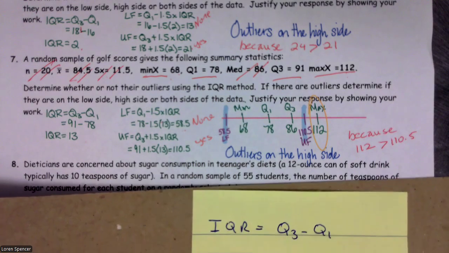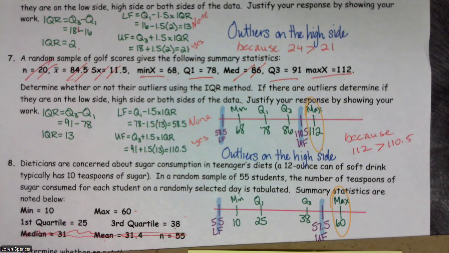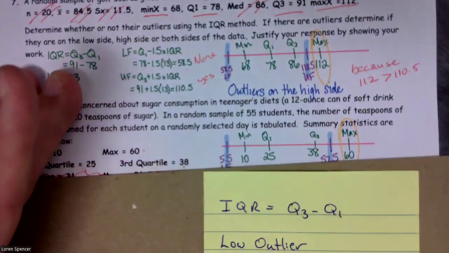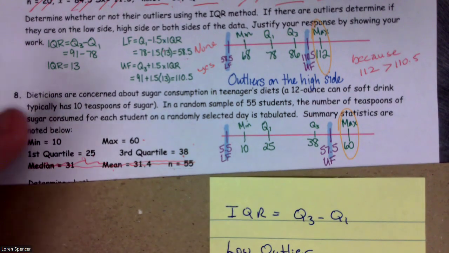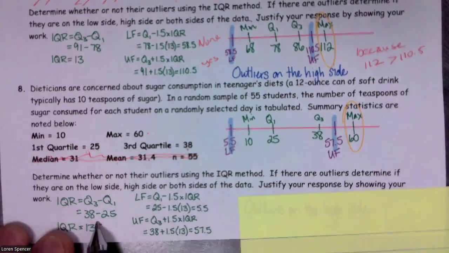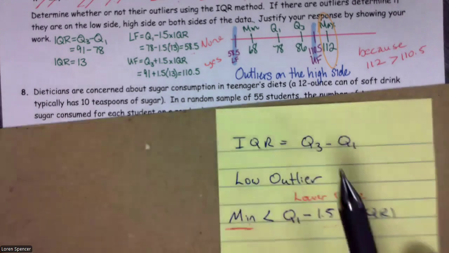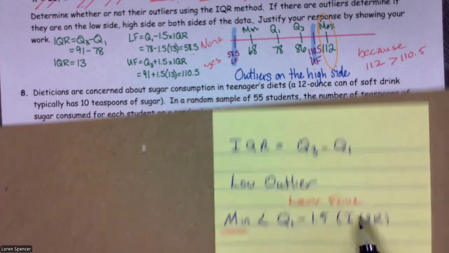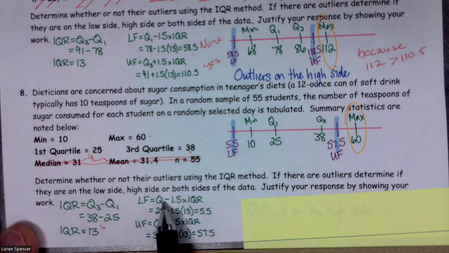We do need Q3 minus Q1. In this case, Q3 is 38, so 38 minus our Q1 of 25 gives us an IQR of 13. Then we need to calculate our lower fence, which is Q1 minus 1.5 IQR. That IQR we just said was 13. So Q1 is 25, minus 1.5 times 13, is 5.5.